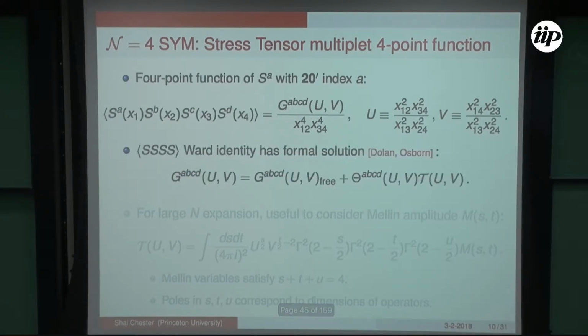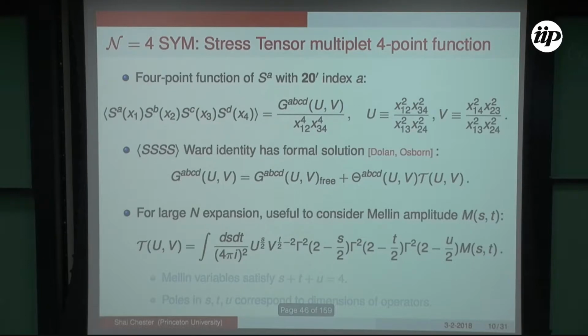And then a formal solution to the Ward identity, derived by Dolan and Osborn, is that you can write the full 4-point function as a free part plus some simple polynomial in u and v that soaks up all the R symmetry indices. And then the non-trivial part is this function T of u and v. This doesn't depend on R symmetry anymore, and this has all the dynamical information in the theory. And so that's the quantity we're going to talk about.